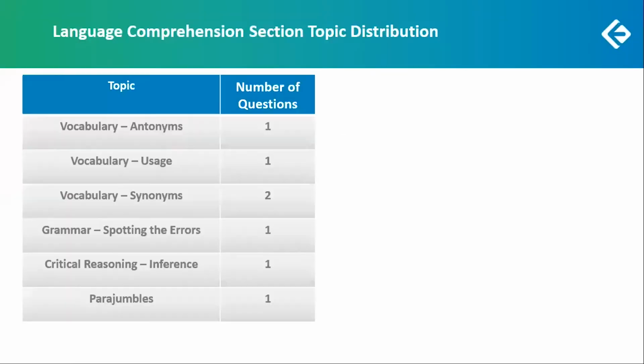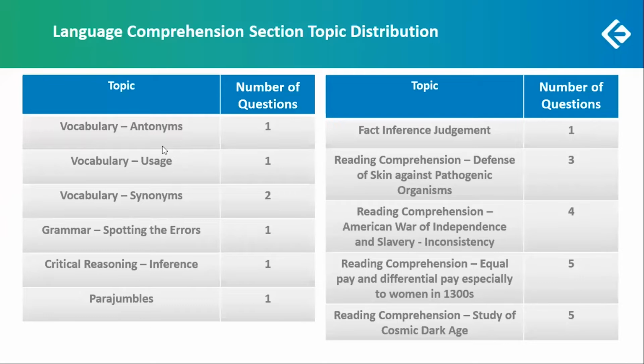When we come to the topic distribution aspect, if you notice carefully, you had vocabulary based questions, which were 4 vocabulary based questions distributed among antonyms, synonyms, and usage. So antonyms, you had 1 question, usage, you had 1 question, and synonyms, you had 2 questions.